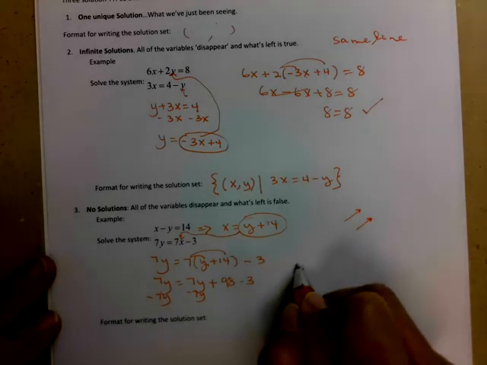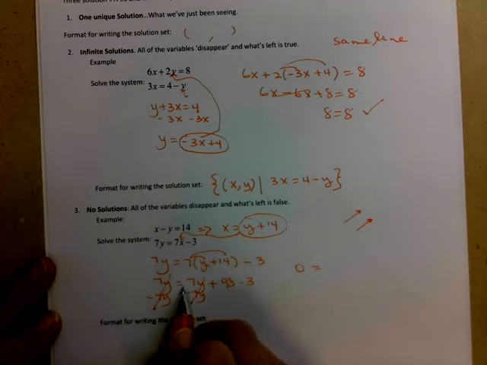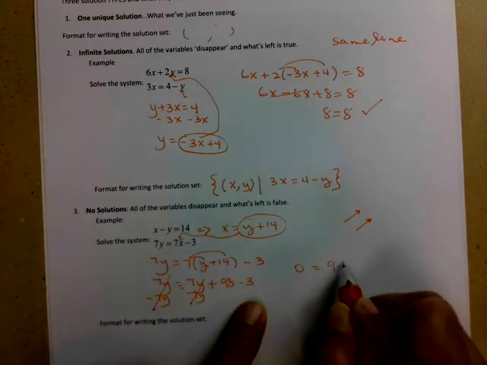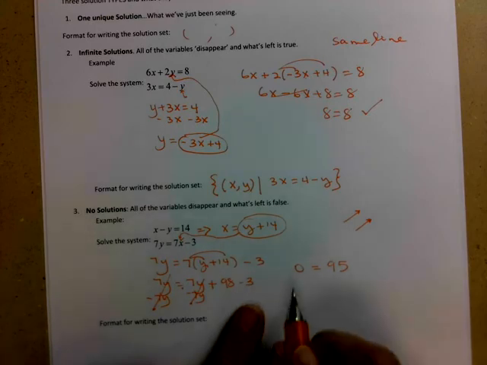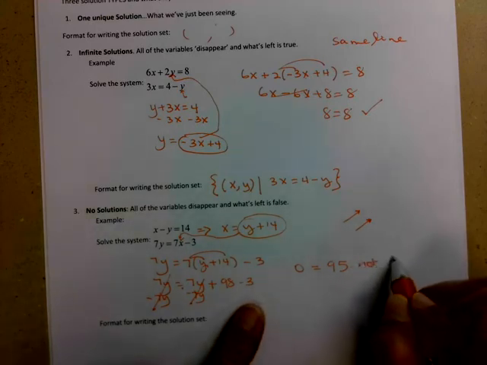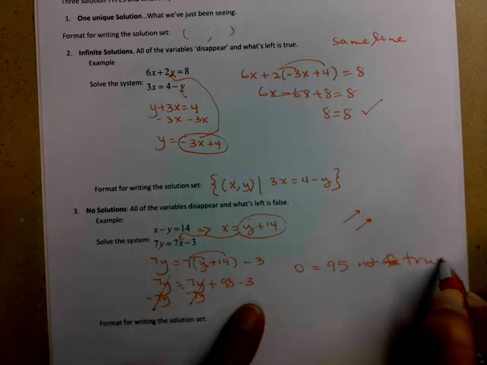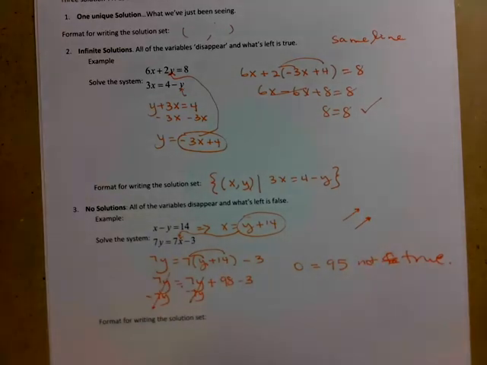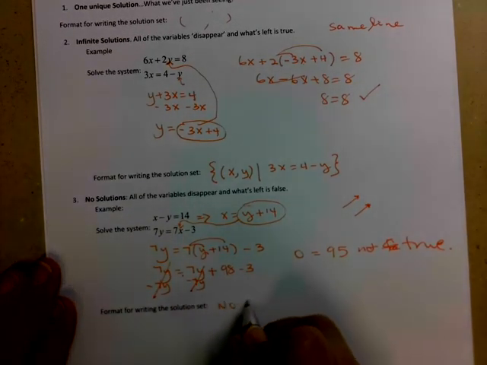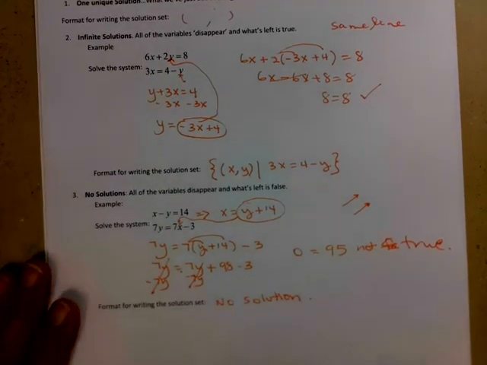So we get 0, right? Those guys go away, and those guys go away. So 0 equals 98 minus 3, 95. All the variables are gone. This is not true, right? This is a false statement. So the format for writing this solution, we would just say there is no solution. Right? There are no x, y values that are common to both of those lines.